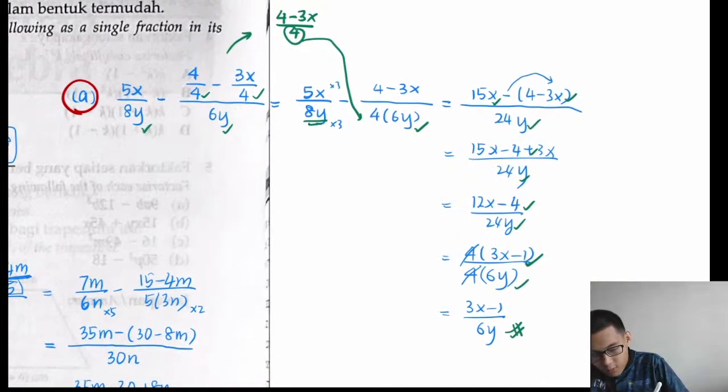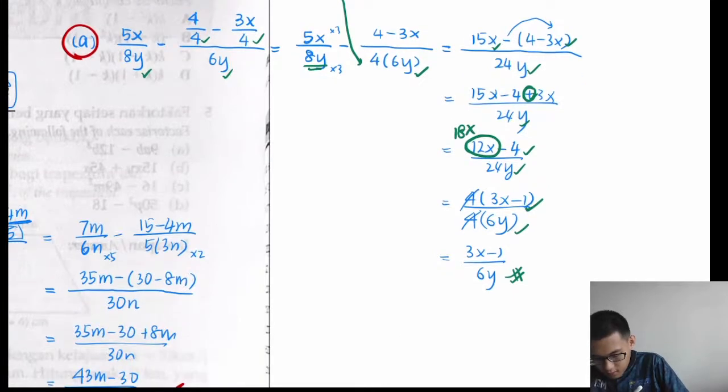Oh, I know. Which one did I get wrong already? This one. Because it's plus, right? But suddenly I put minus. Oh, yeah. This one is plus 18x, 18x. So I can just factor out through this one.